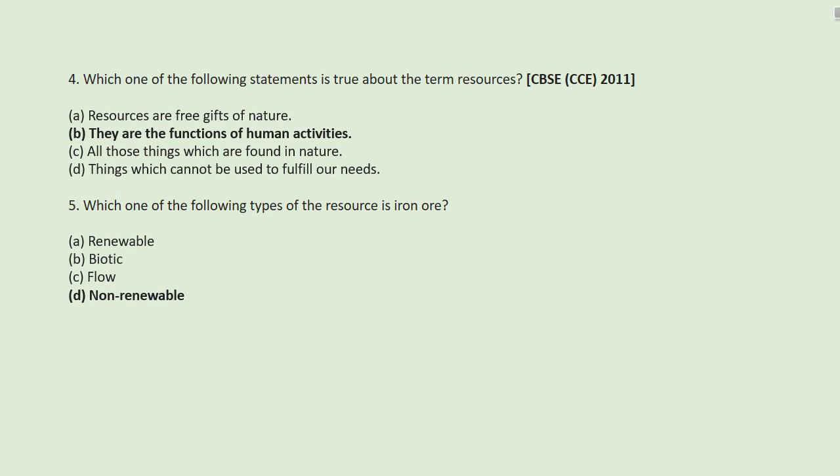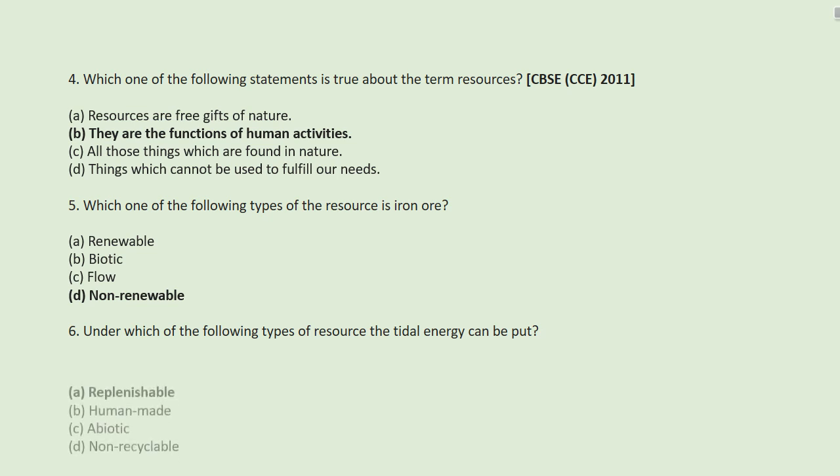Question 6. Under which of the following types of resource can tidal energy be put? A. Replenishable, B. Human-made, C. Abiotic, D. Non-recyclable. Option A is the right answer. Tidal energy resource is replenishable.